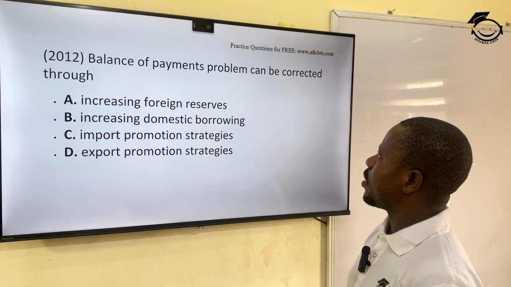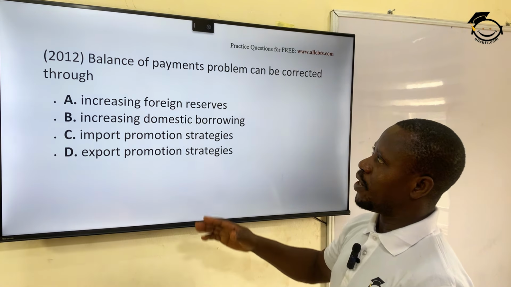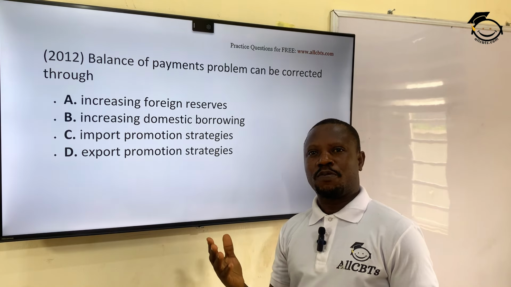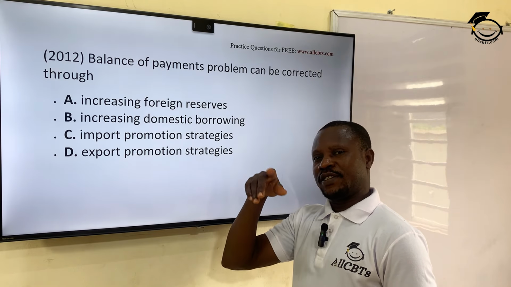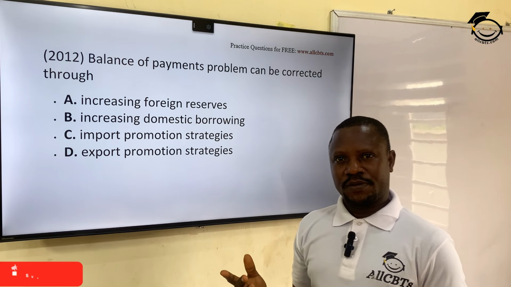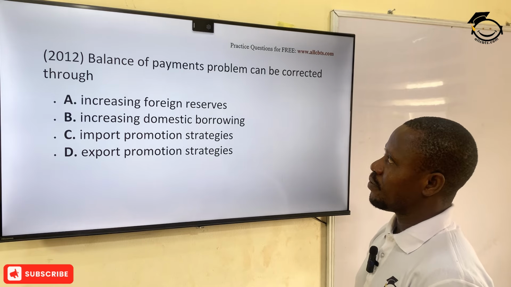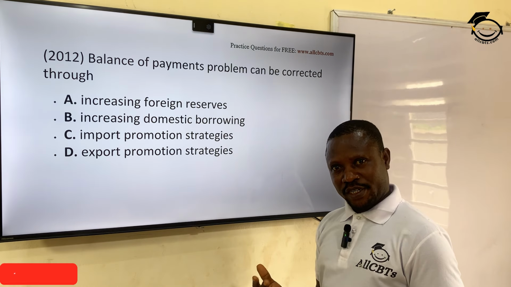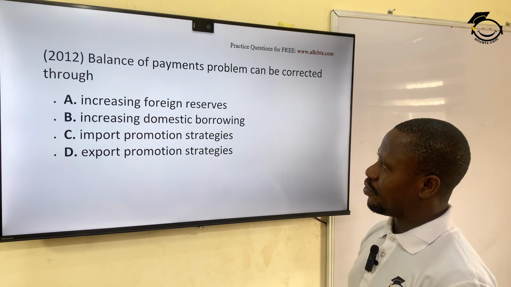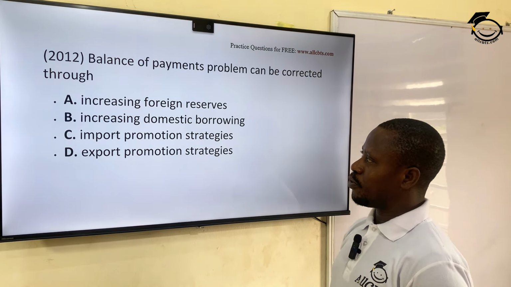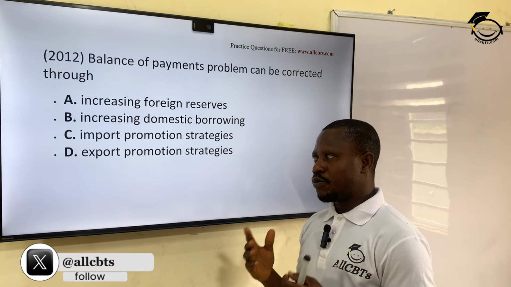Balance of payments problem can be corrected through... One of the questions we answered in our previous session was talking about when a country has a balance of payment surplus. What steps should that country take? At that point, the answer we picked was that the country should encourage imports, import promotion, so as to balance the payments. But in this case, a country like Nigeria is having a balance of payment problem at the moment. So what are we supposed to do to correct it? Increasing foreign reserve, increasing domestic borrowing, import promotion strategy, export promotion strategy. The answer is Option D, export promotion strategy.